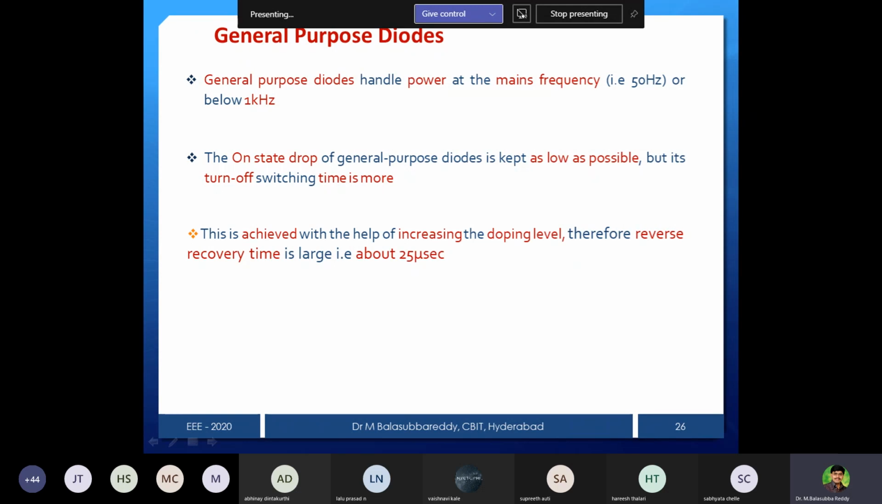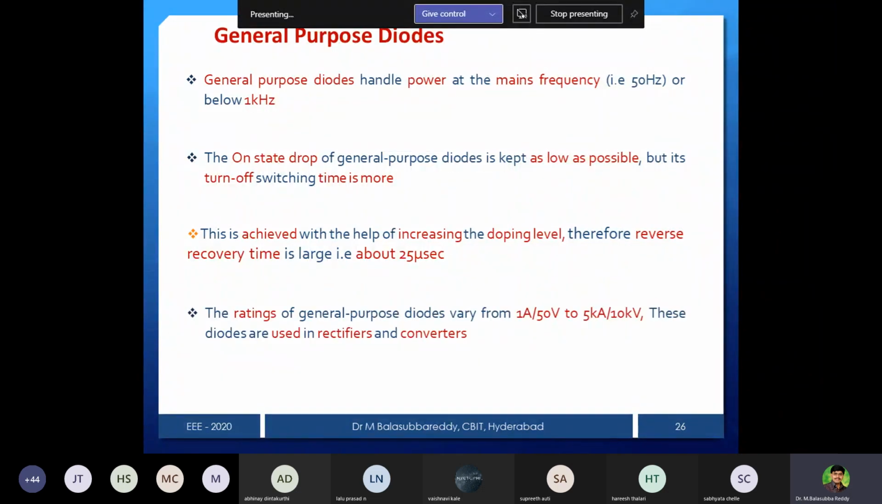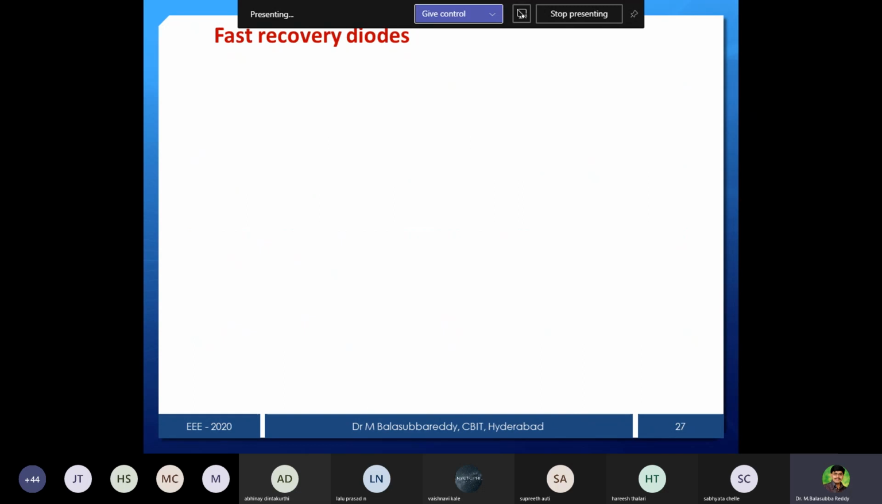This is achieved with the help of increasing the doping level, and therefore the reverse recovery time is large, about 25 microseconds. The rating of general purpose diodes is 1 ampere and 50 volts up to 5 kiloamperes and 100 kilovolts. These diodes are used in rectifiers and converters, as feedback diodes, or freewheeling diodes, like that we make use of them.